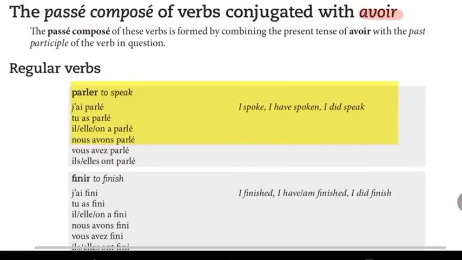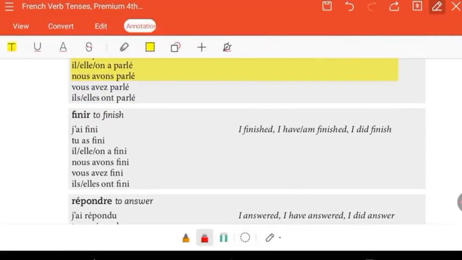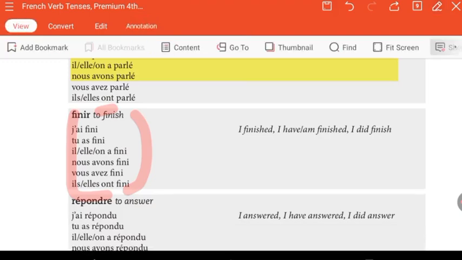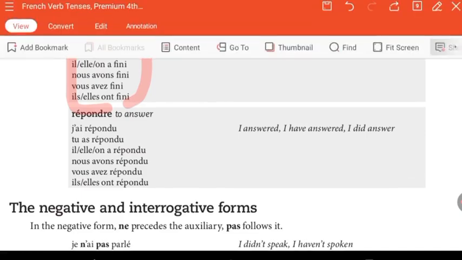So you could see this. The same thing applies to fini here. As you can see, j'ai fini, tu as fini, il a fini, elle a fini. This is what I'm talking about. This same thing applies to this. Now, when you come to the next one, the arrow is there. We have répondu, j'ai répondu, tu as répondu, and so on and so forth.